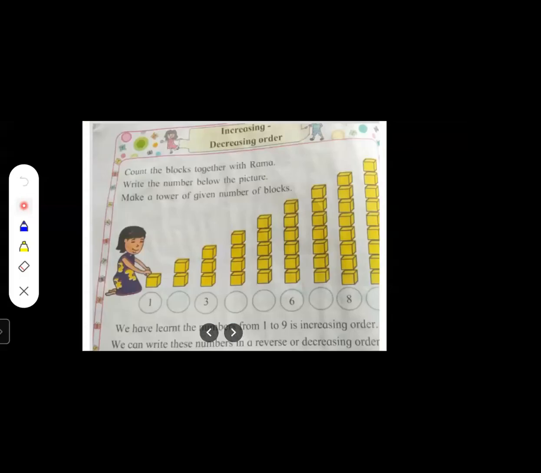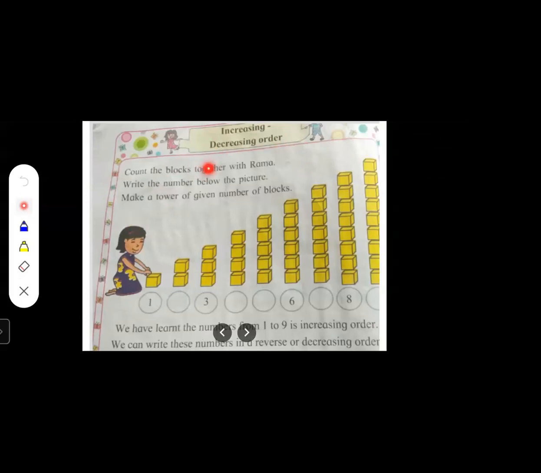So students, what have we learned over here? Here we have learned one-to-one pairing. Now we are going to learn increasing and decreasing order. Increasing means smaller number to the bigger number, and decreasing means bigger number to smaller number.